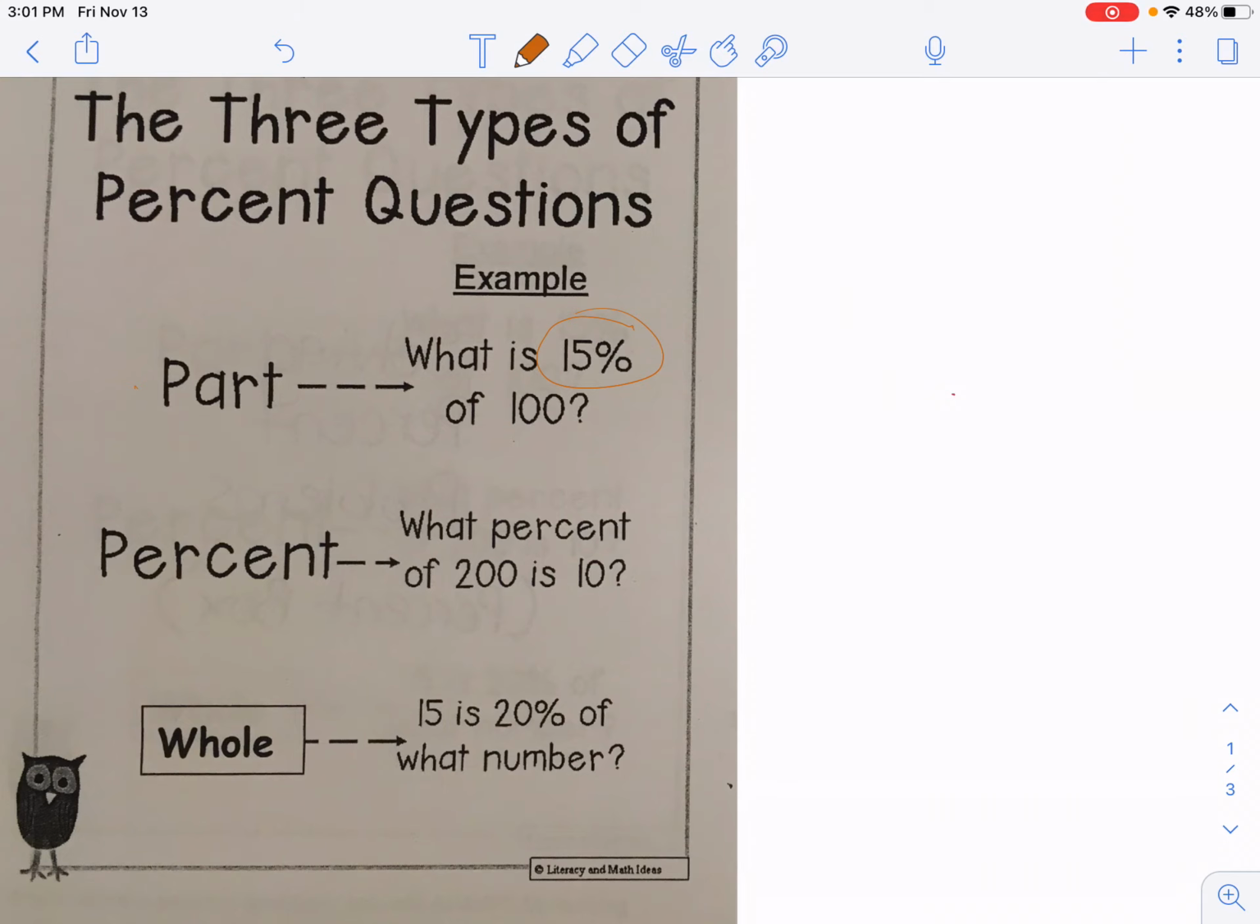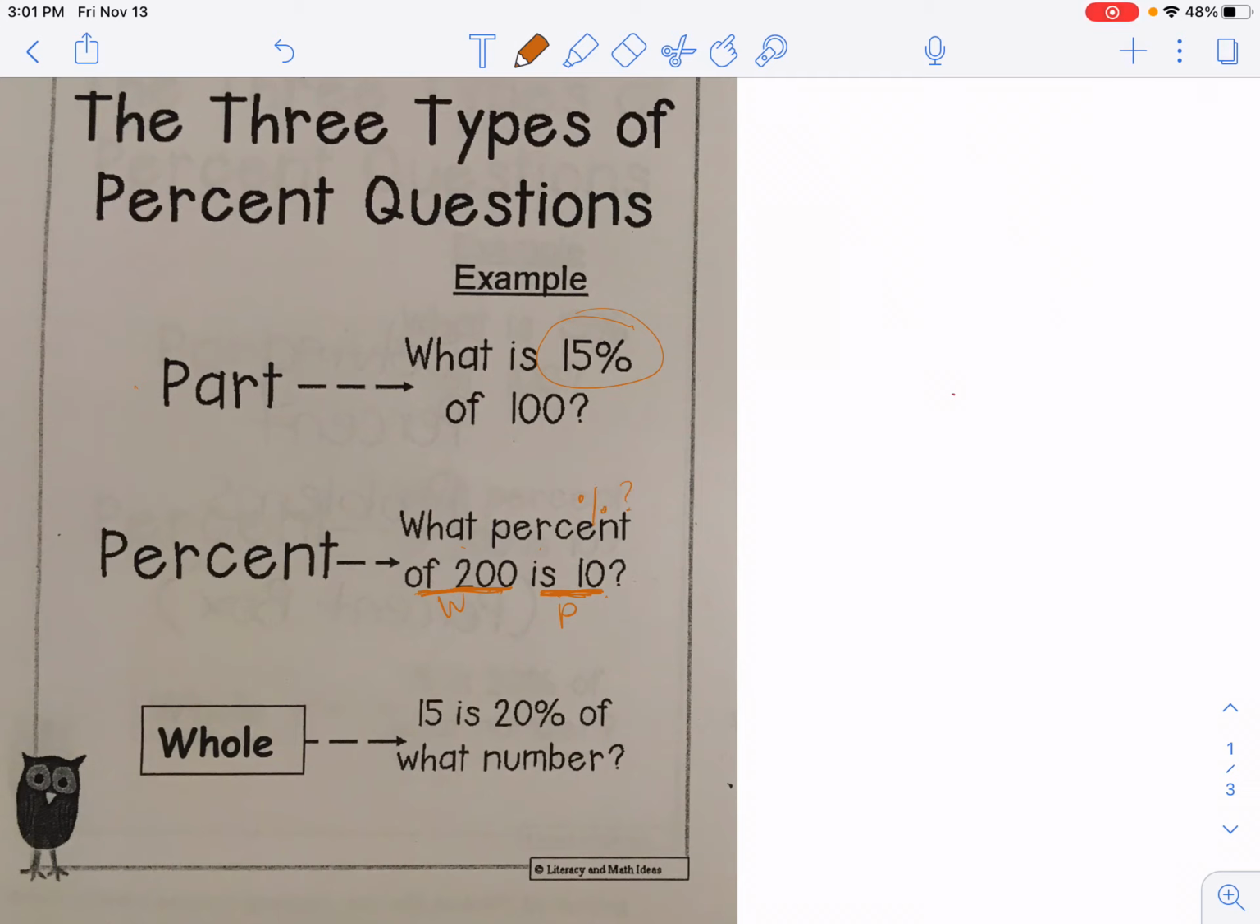Sometimes you're looking for the percent. I don't see a percent sign anywhere in here, and it doesn't say a number with a percent after it, like 14%. It says what percent of 200 is 10. So if you see "of 200," if you're trying to find a percent of something, that means 200 is our total. And "is 10" tells us that that is the part we were given. We were given the whole and the part, and we're looking for the percent. We don't know what that is.